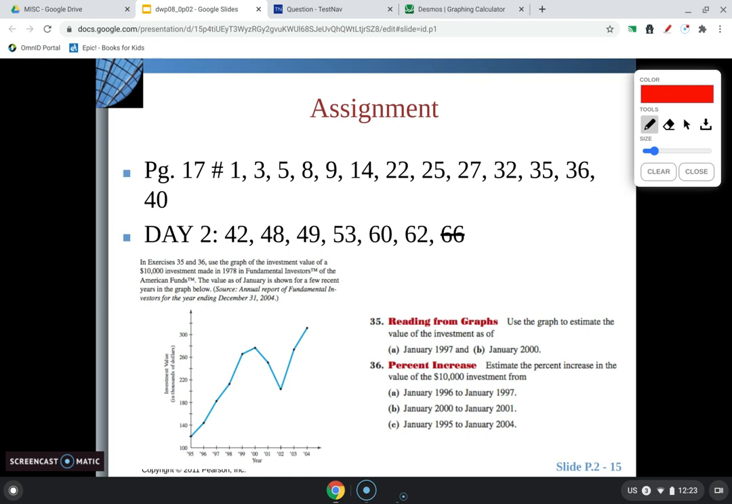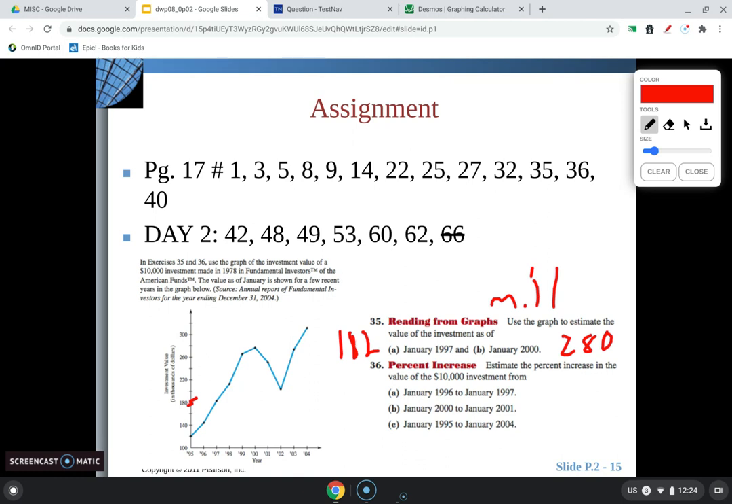Exercise 35 and 36, use the graph of the investment value down there. So we're supposed to use the graph to estimate some value of an investment. So January of 97, that's about right there. A little bit above 180, I don't know, 182 million, something like that. Okay, what about January of 2000? That would be right here at this one. I would say pretty close to about 280. So we're just estimating, and both of those are in terms of a million.